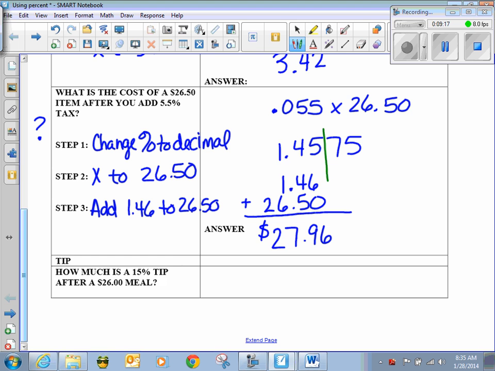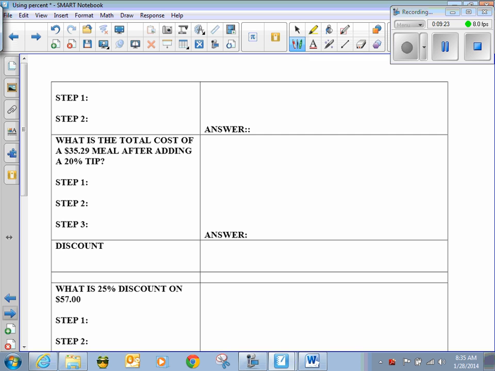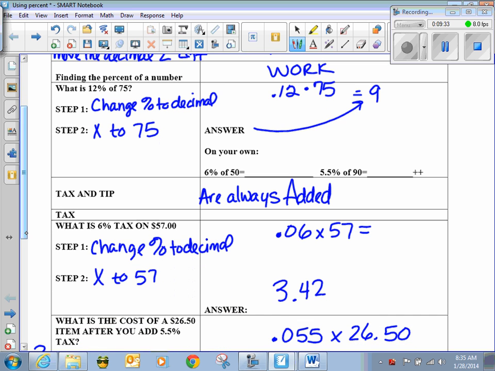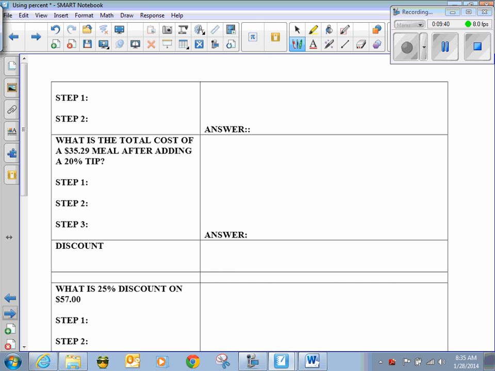So tip is essentially the same thing. It says, how much is a 15% tip after a $26 meal? Here's your step. What I want you to do is use your notes that you just completed when we were talking about tax. First thing we did with tax is we just found the percent. That's the first thing you're going to do here, is just find the percent.